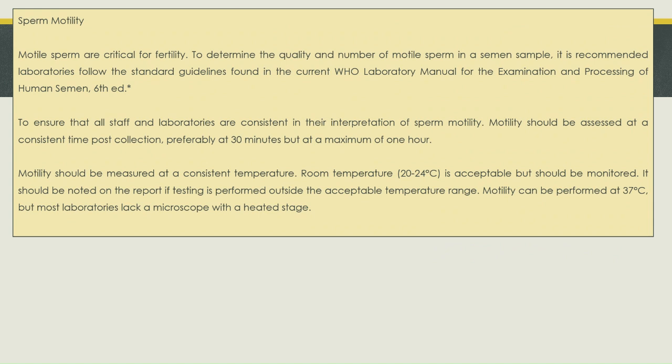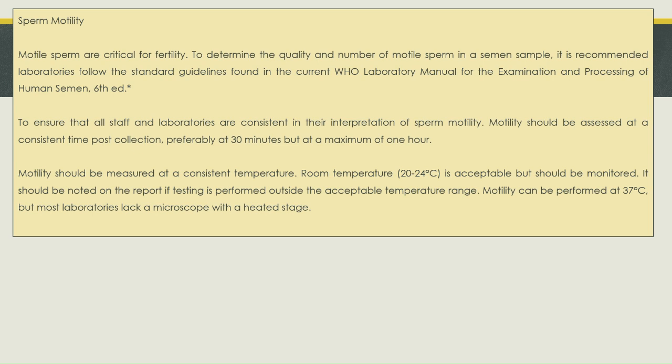Sperm motility. Motile sperm are critical for fertility. To determine the quality and number of motile sperm in a semen sample, it is recommended laboratories follow the standard guidelines found in the current WHO Laboratory Manual for the Examination and Processing of Human Semen, 6th edition, to ensure that all staff and laboratories are consistent in their interpretation of sperm motility.